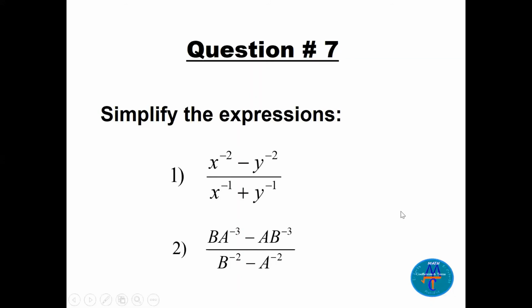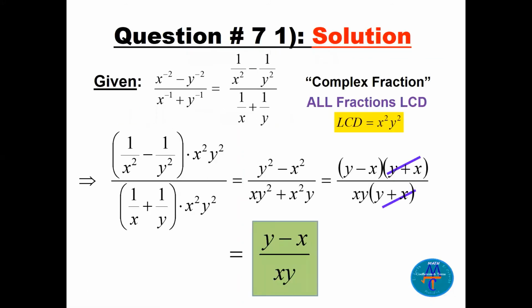You can pause the video, try it. I will not see your answer, but you can check it directly here. So now 1 over x squared minus 1 over y squared, over 1 over x plus 1 over y. I used method number 2. When you find the LCD of all fractions, this is x squared y squared for all. Multiply up and down by x squared y squared.